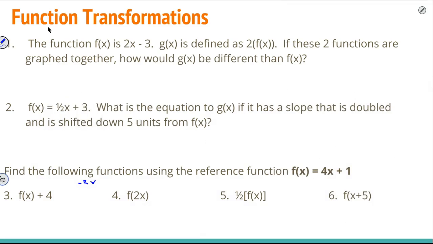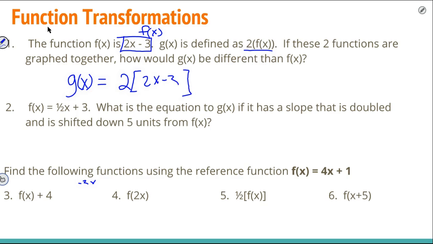Number 1, the function f of x equals 2x minus 3. G of x is defined as 2 times f of x. If these two functions are graphed together, how would g of x be different than f of x? So, f of x, I already know, is that. G of x is 2 times f of x. Well, f of x is 2x minus 3, so I'm going to distribute. We get 4x minus 6. This is g of x right here.